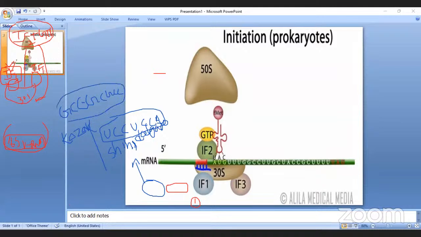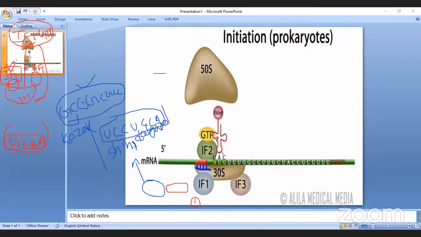Almost similar. So this is the Kozak sequence in eukaryotes. But in prokaryotes, it is the Shine-Dalgarno sequence, UCCUCCA. After that, the AUG sequence, the initiation codon, is present.